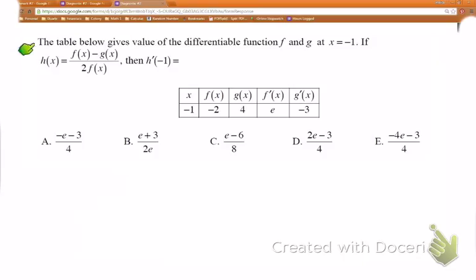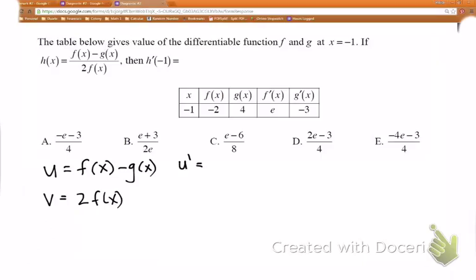Notice that we have a function of x on the top. So we have f of x minus g of x. That's a function of x. We also have a function of x on the bottom. So we have the quotient rule because we have a function of x divided by a function of x. So if we set up the quotient rule, we need to look at u and v. So the top is f of x minus g of x, and the bottom is 2f of x.